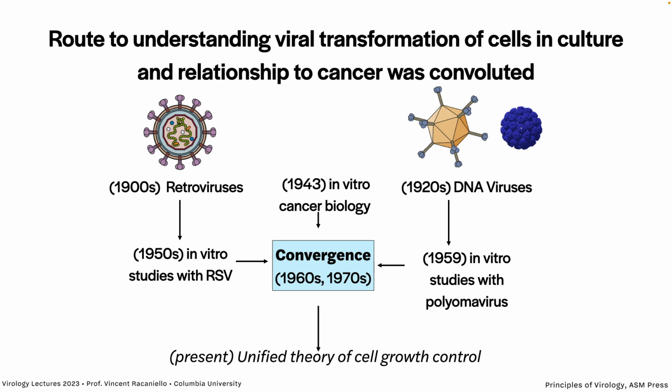I told you Temin figured out how to study these viruses in cells in culture, in vitro. Then on the right, DNA viruses that were found to transform cells, in vitro studies in cell culture. And then finally, studies of the biology of cancer cells and how that relates to this. They all converge in the 60s and 70s. Our present understanding of the control of cell growth comes from all of this. Without viruses, we would not understand how cell growth is controlled and how it is aberrant in cancer.